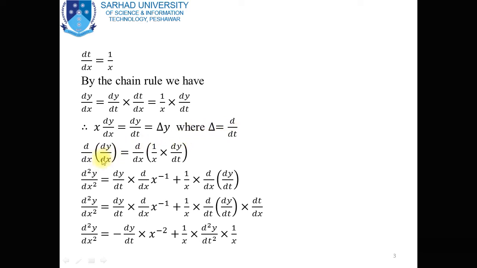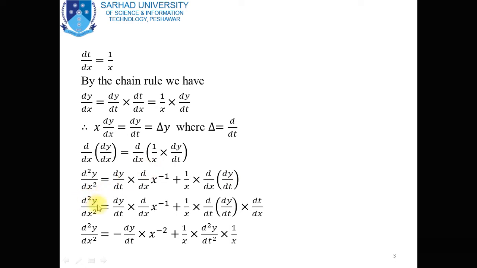Now again differentiating with respect to x, d/dx of dy/dx is equal to d/dx of 1/x multiplied by dy/dt. So d²y/dx² = dy/dt multiplied by d/dx of x^(-1), plus 1/x multiplied by d/dx of dy/dt. This is actually the product rule: first function times derivative of second plus second function times derivative of first. Dy/dt is the first function and 1/x is the second function.